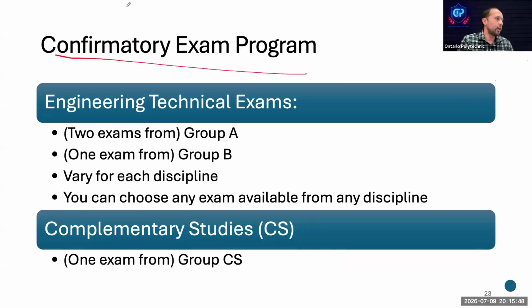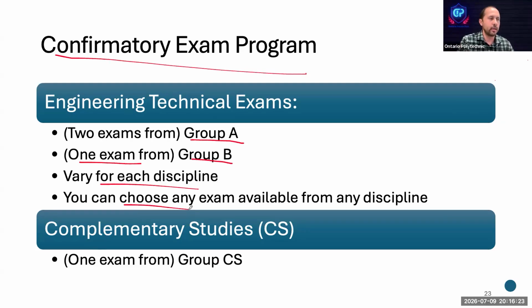They have three groups, which I will show you in the upcoming slides. There are technical exams from group A and group B. You used to take two exams from group A and one exam from group B. They have all the disciplines available: civil engineering, mechanical, electrical, structural. And the good thing is that you don't need to take the exam from your discipline.